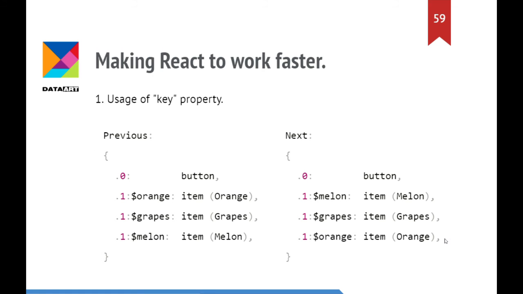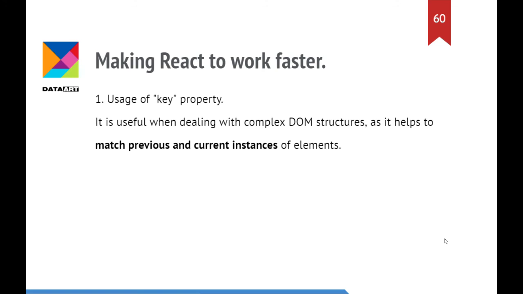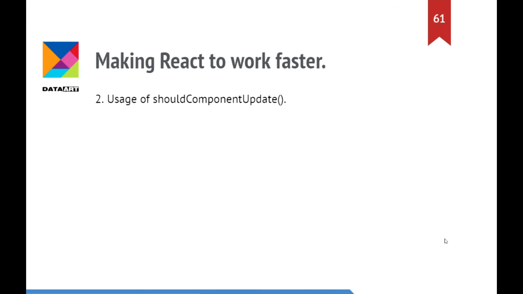Actually, the usage of the key property in this example will not give any boost in performance because there are only 3 elements here, right? But what if, for example, we've got a big structure of different React components and thousands of elements? It might save a lot of time for rendering. So it is useful when you deal with complex DOM structures because it helps to match previous and current instances of different elements. Okay, let's have a look at the next one, which is the usage of shouldComponentUpdate.